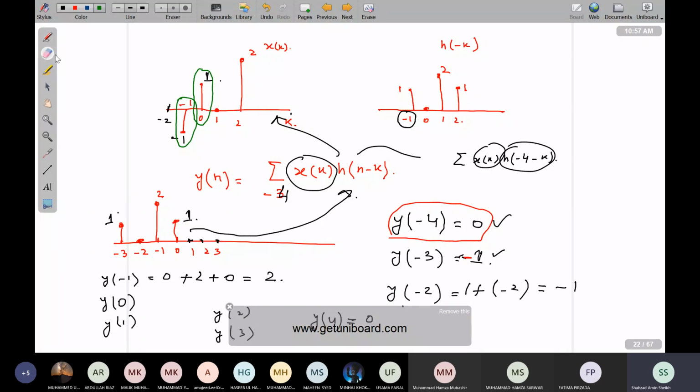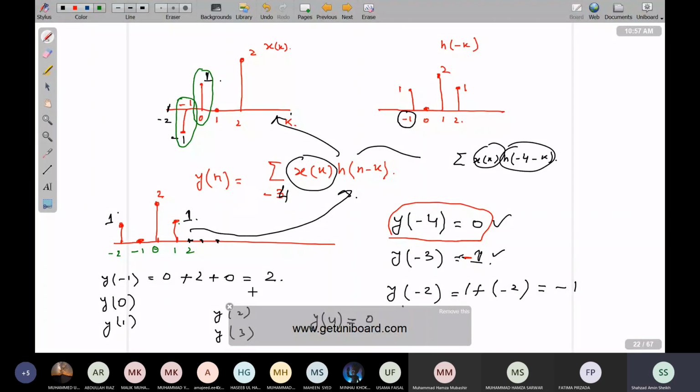Similarly, if we go for y of -1, this would be -1, -2, 0, 1 and 2. How many samples are overlapping? There are 3 samples overlapping. The 1 will be multiplied with this 0. Then 2 will be multiplied with this 1 because that's on index 0, plus 2, and this -1 will be multiplied with this 0 which is at -1. So that's the result of 2.